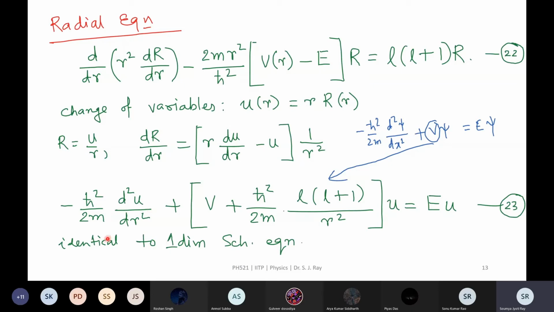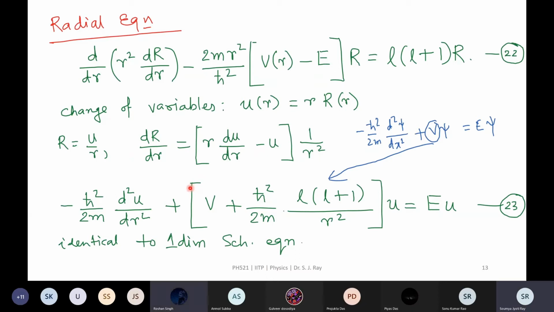If you look at this expression in equation number 23, we have minus h cross square by 2m d2u/dr square, which is the kinetic energy term. Within the bracket, we have V plus h cross square by 2m times L times L plus 1 divided by r square, multiplied by u, which is equivalent to the potential energy term. On the right hand side, we have E times u. This term within the bracket looks similar to a potential. Is this clear so far?